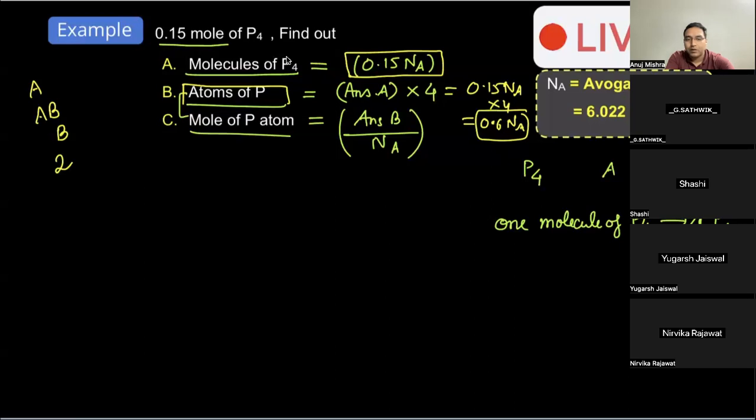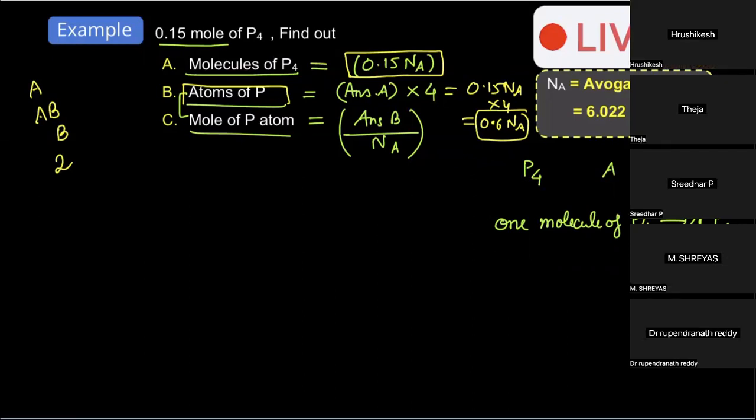Simple. Okay. Sridhar has a problem. Sridhar, what's your problem? Can you come on mic and ask quickly? You can ask your doubt. Unmute and ask, Sridhar.